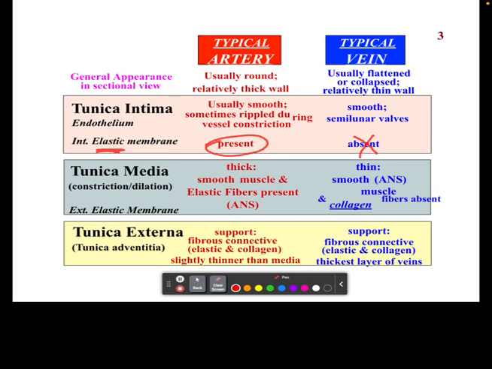And that's why if you look at tunica media, you're going to see the same thing, right? Thick smooth muscle and elastic fibers present. In the veins, they're thinner, right? So they're going to be thinner because they're not under as much pressure, right? They also have smooth muscle in them. This smooth muscle is going to be important because for veins, it's the opposite. They're under low pressure. So because veins have low pressure, they need help from these smooth muscles to squeeze the blood back towards the heart.